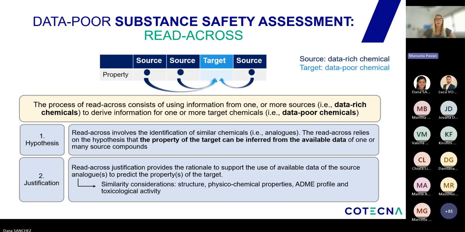The underlying hypothesis of this approach is that the target chemical is very similar to the source chemicals, based on a number of features like structure, physicochemical, metabolic, and toxicological properties. And if that is the case, so if the similarity is sufficient, then the properties or effects of the target can be inferred from the source chemicals' data.